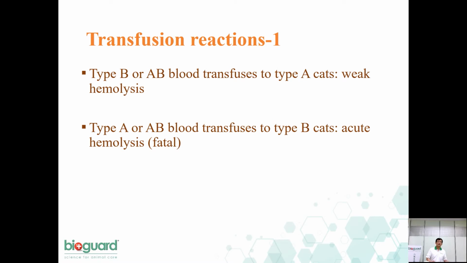So what causes the transfusion reaction? If type B or AB blood is transfused to type A cats, they usually have weak hemolysis. That's from what we just mentioned: about one third of type A cats have a measurable anti-B antibody. But if type A or AB blood is transfused to type B cats, because all the type B cats have high titer of anti-A antibody, it will definitely cause acute hemolysis, and usually they are fatal.